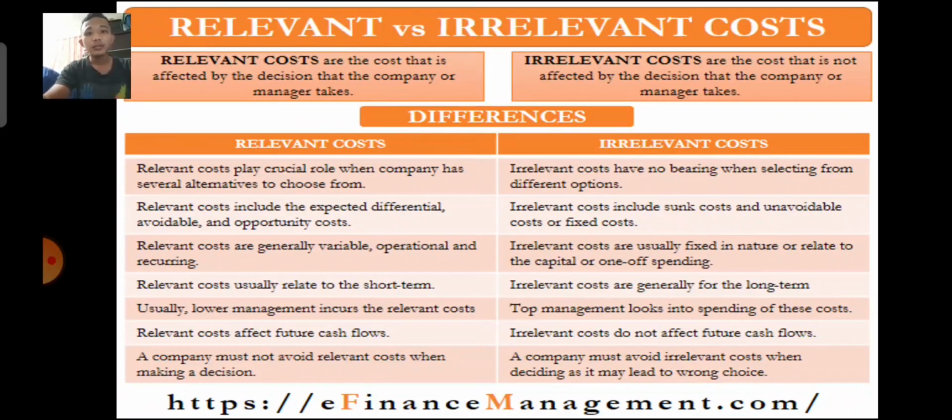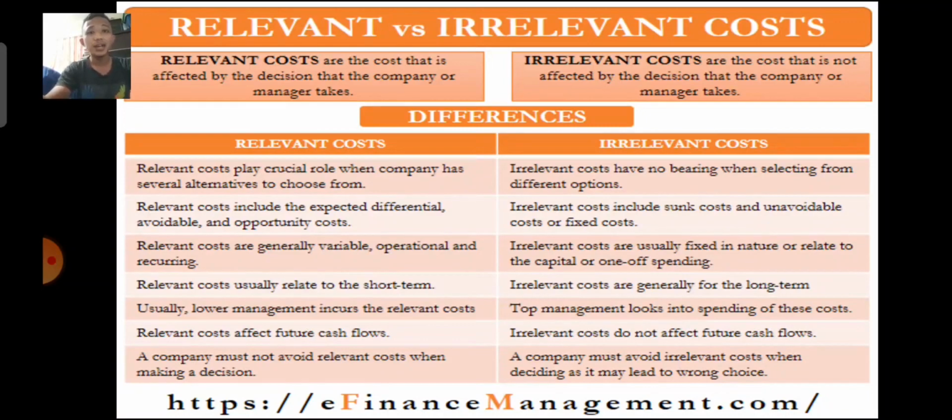Okay, for the next one, relevant costs include the expected differential, avoidable, and opportunity costs. How about the irrelevant cost? Irrelevant cost includes sunk cost and unavoidable cost, or fixed cost. What I want to show is relevant cost and irrelevant cost.